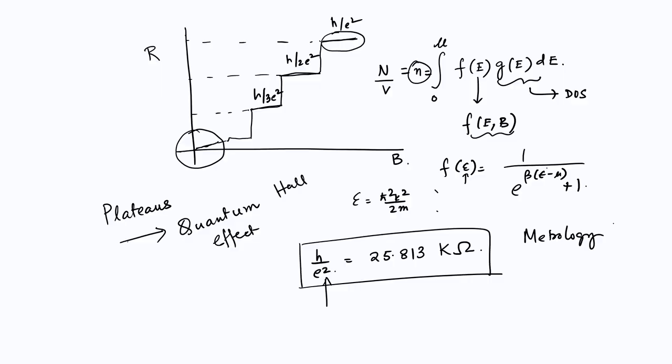This is one of the main triumphs of the quantum Hall effect, which was missing in the classical version of the Hall effect. The classical Hall effect could only give you, for a given sample, the sign of the carriers, that is, whether they're electrons or holes, or the carrier density for that particular sample, which could be anything between 10 to the power 16 to 10 to the power 19, but it doesn't say anything about a fundamental quantity. Now, this tells you about a fundamental quantity.